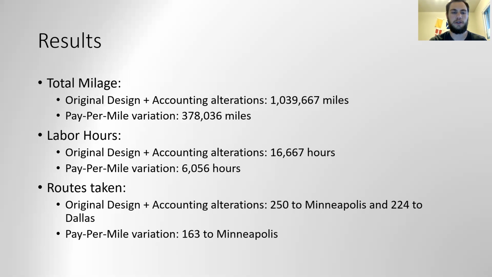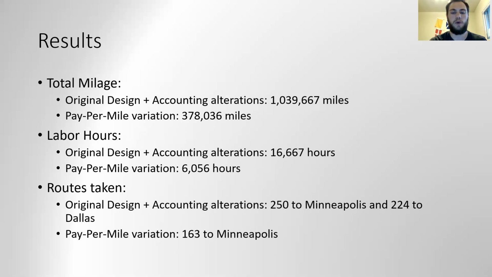So the original design and those 2 alterations require just over 1 million miles. The pay per mile variation, which is a variation where I just upped the price paid per mile to the driver or to the company, requires only 378,000. Labor hours required: just under 17,000 for the original, just over 6,000 for the pay per mile alteration.